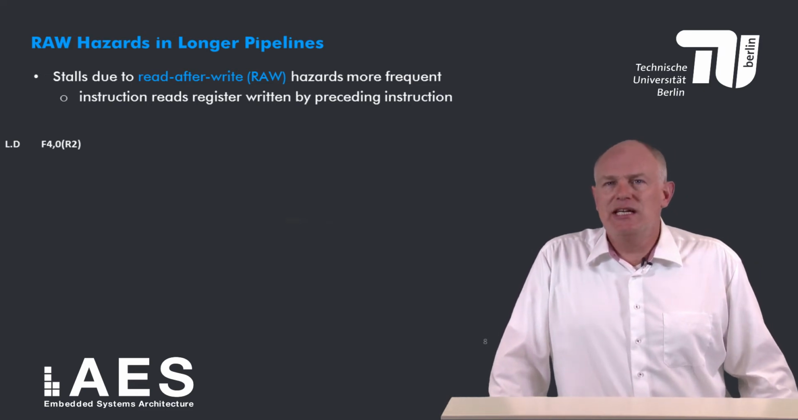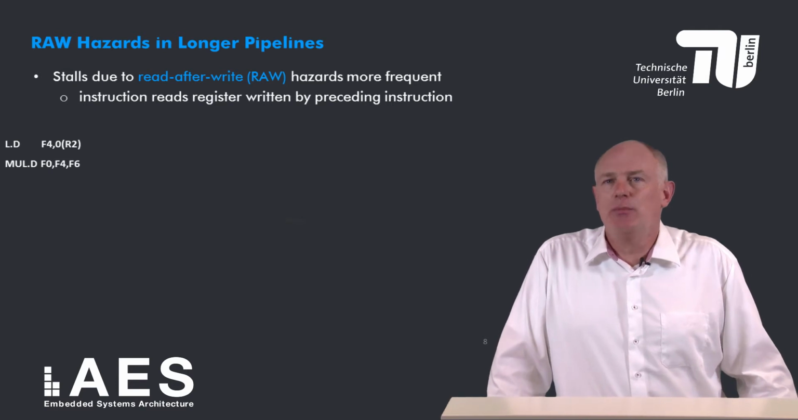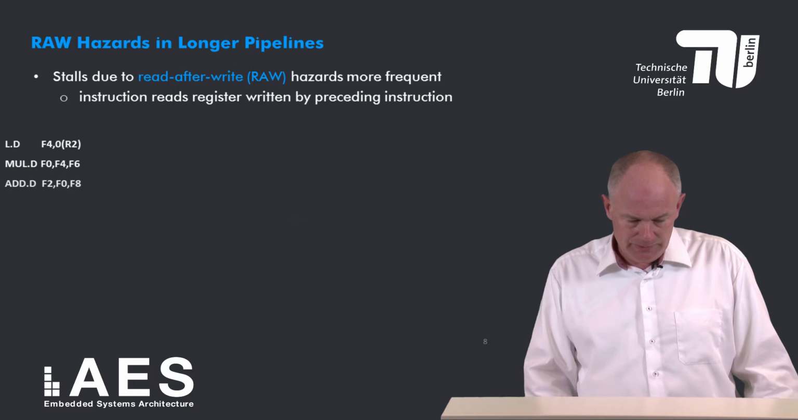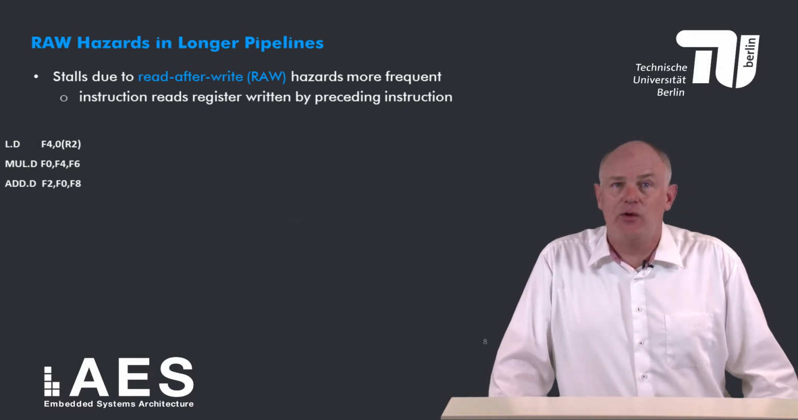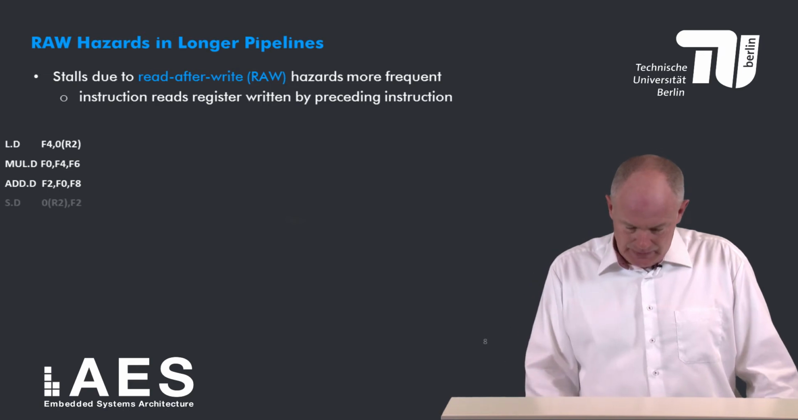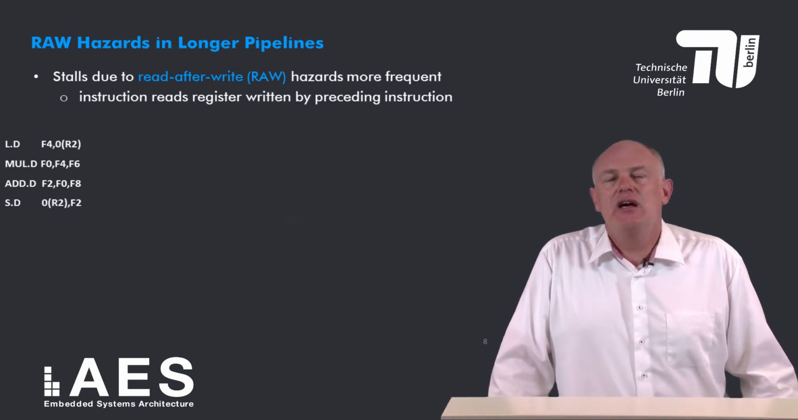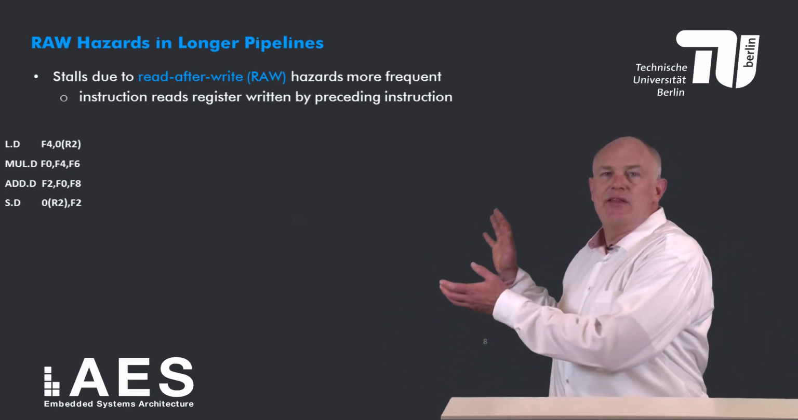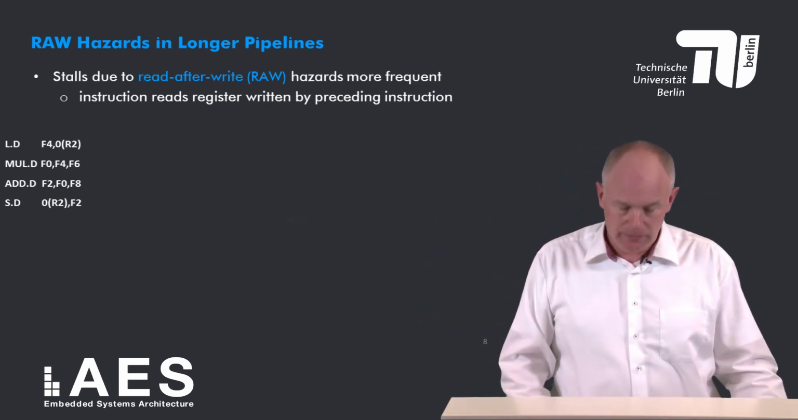The first instruction is a load that writes to F4. The second instruction is a multiply that reads F4 and writes its result to F0. The third instruction is an add double that reads F0 and writes F2. And the next instruction is a store double that reads F2. So we see that every instruction depends on the previous instruction.